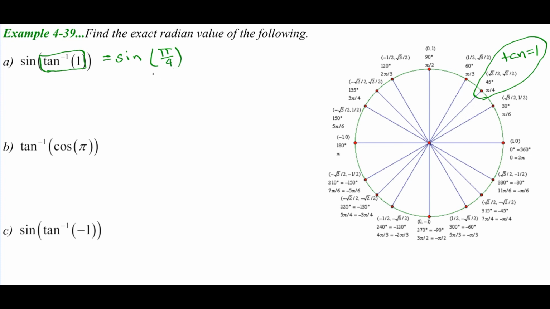And then remember, this is when we just go to the value of pi over 4, and then I want to find the sine value, which is going to be the y-coordinate. So now my answer is going to be radical 2 over 2.